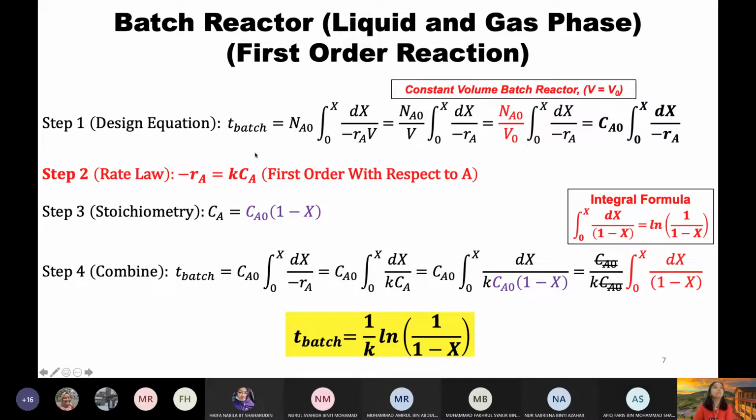Okay, so since we want to design for a batch reactor, we will start with the batch reactor design equation because we want to design for a batch reactor, right?